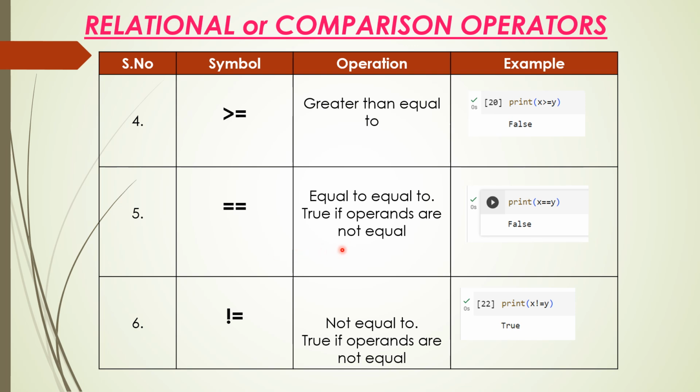And next is double equal to, which is equal to. We are trying to check whether both operands are equal or not. So if I put x double equal to y, I'm checking whether x is equal to y. No, because it's 5 and 7, they are not equal, so it is false. And here is the not equal operator, checking whether it is true or false. If the operands are not equal, then it becomes true. Yes, because it's a not symbol, right? So x not equal to y. Yes, x is not equal to y, so it is true.